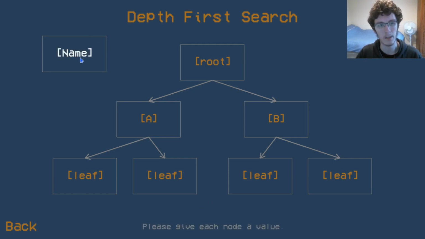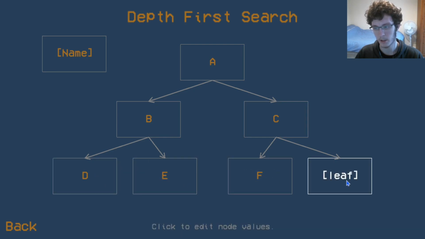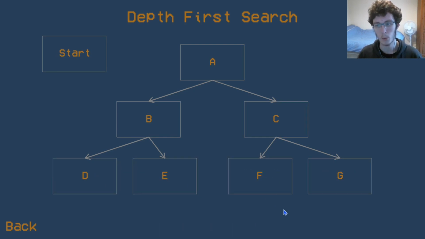I've made it so that we have to enter a name for every single node. This makes it easier to tell the nodes apart when we start searching through. So let's just name this A, B, C, D, E, F, and G. Now, with a generic graph, with depth first search and breadth first search, you'll usually have to specify a starting point. With a tree, however, we typically use the root of the tree as our starting point.